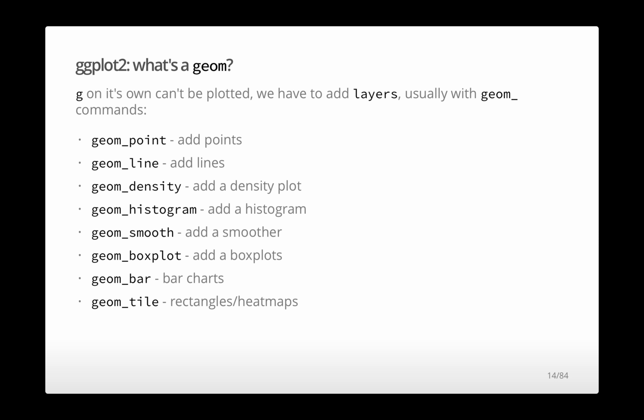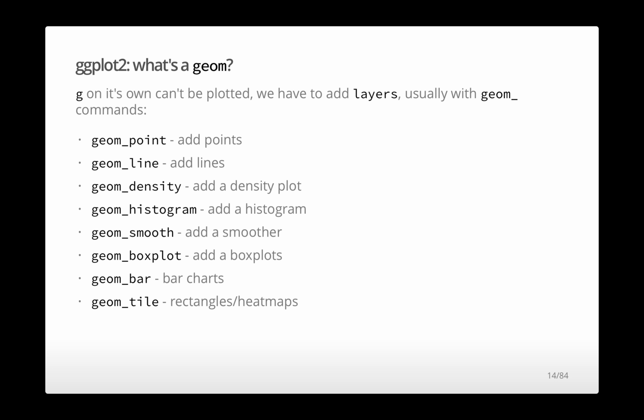geom_smooth adds a smoother. If you have under 1,000 points, it'll do a loess smoother and plot it there for you. If you have over 1,000 points, it'll do a generalized additive model, which essentially is a similar smoother, but not exact. It is another smoother, but it's not estimated the same way as a loess. geom_boxplot, geom_bar, geom_tile.